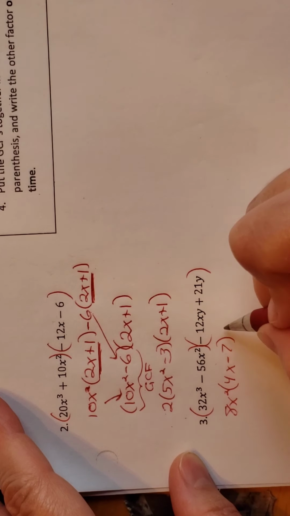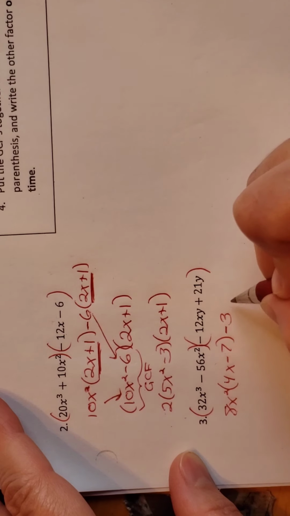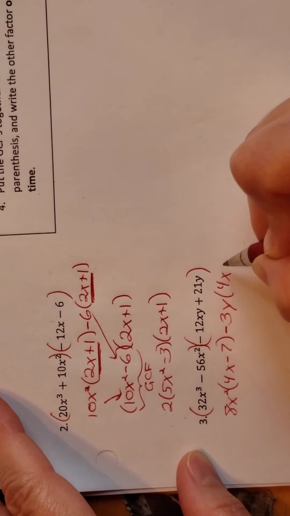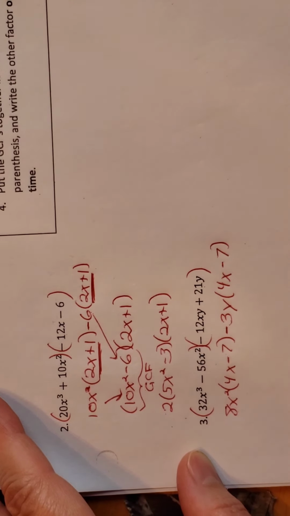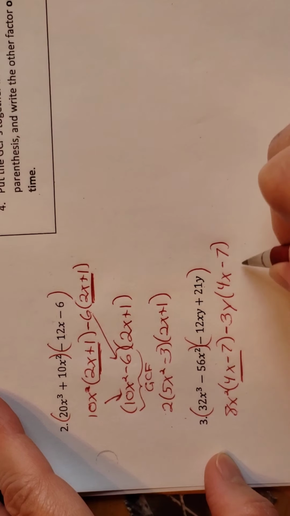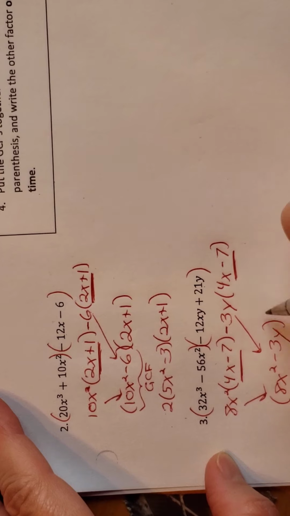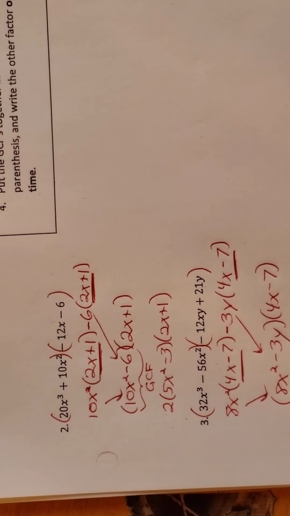Then, since the first term is negative, take out the negative. And we can take out a 3 and a y. So we have 4x minus 7, because 21 divided by negative 3 is negative 7. Again, make sure these two are the same. Put your GCFs together. So 8x squared minus 3y, and then 4x minus 7. And that's your answer. Nice and short today.